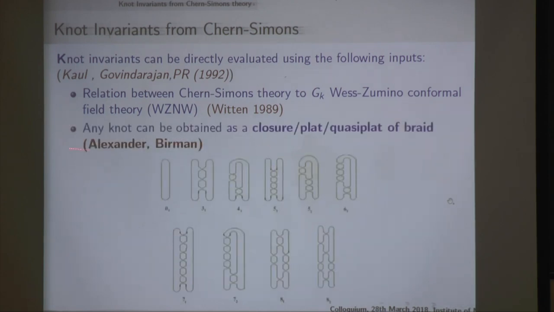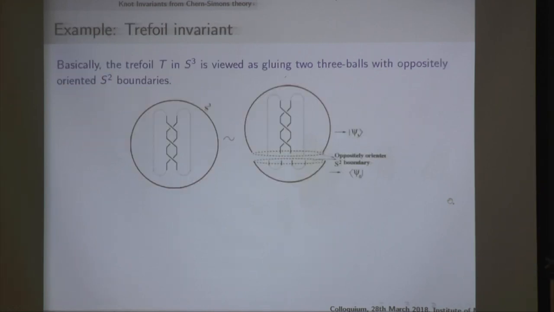Another ingredient is that every knot, you will be able to draw as if it is a closure of a braid. So this is a closure of a two-strand braid with three crossings. Here it is a three-strand braid, but I have done a closure here and a plait here. So we sometimes call it a quasi-plait. This is a plait diagram, and so on. You can either draw it as a plait or a quasi-plait or a closure. Every knot can be drawn this way. This falls into the theorem of Alexander and Birman.